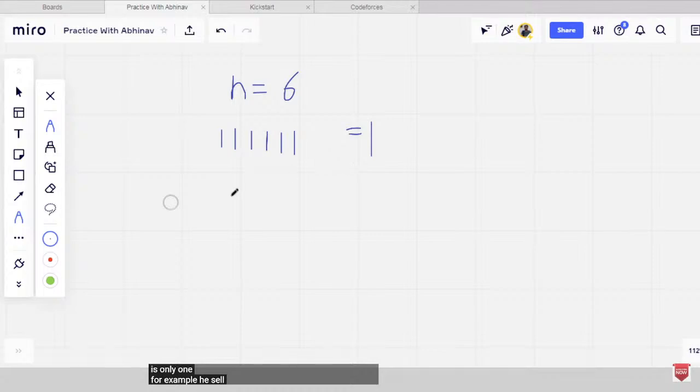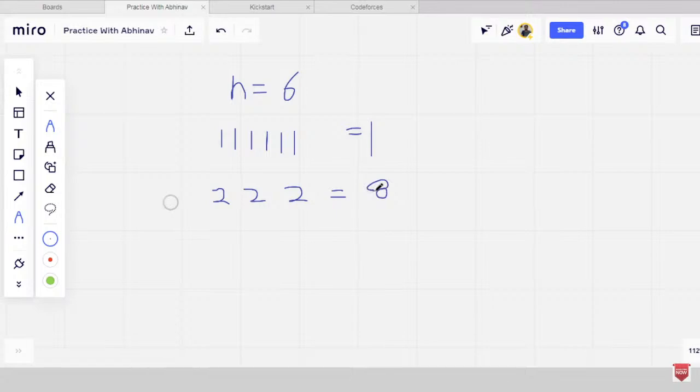For example, he sells by 2, he sold 6 meters in parts of 2. Then he will get 8 rupees. Why? Because if we multiply 2 into 2 into 2, we will get 8.